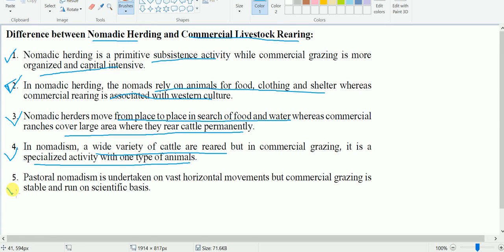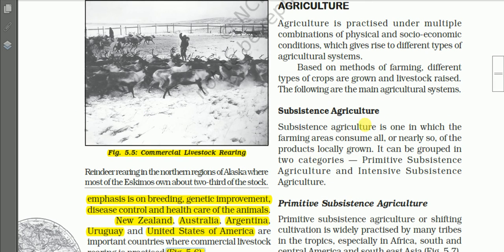The last but not the least point of difference is that pastoral nomadism is undertaken on vast horizontal movements. Sometimes vertical movements are also there, but commercial grazing is stable, permanent, and run on a scientific basis. So these are the points of differences between nomadic herding and commercial livestock rearing. These points are very important because this question is frequently asked in the exams.